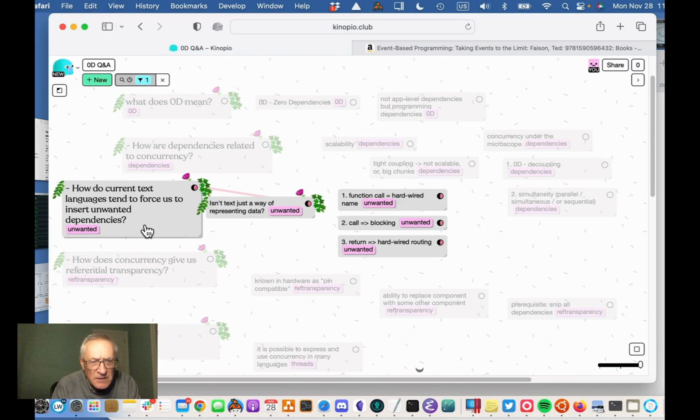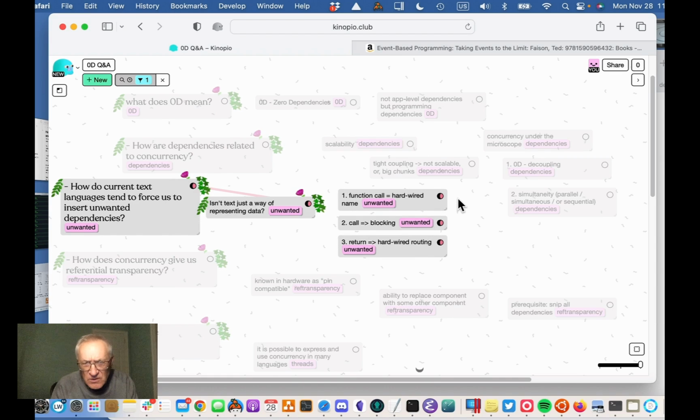How do current text languages tend to force us to insert unwanted dependencies? I count at least 3 different things. The first is the normal function call. Most often, you hardwire the name of the function into the caller. That's a dependency. The caller needs to know that a function with a given name exists.